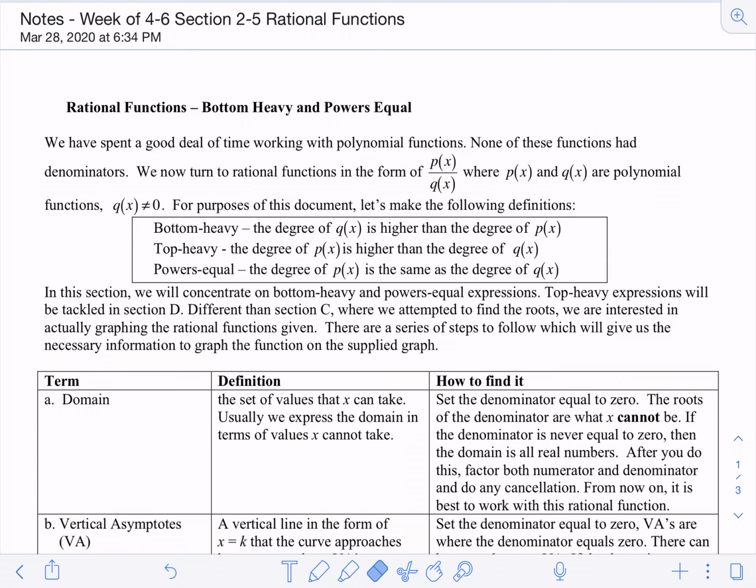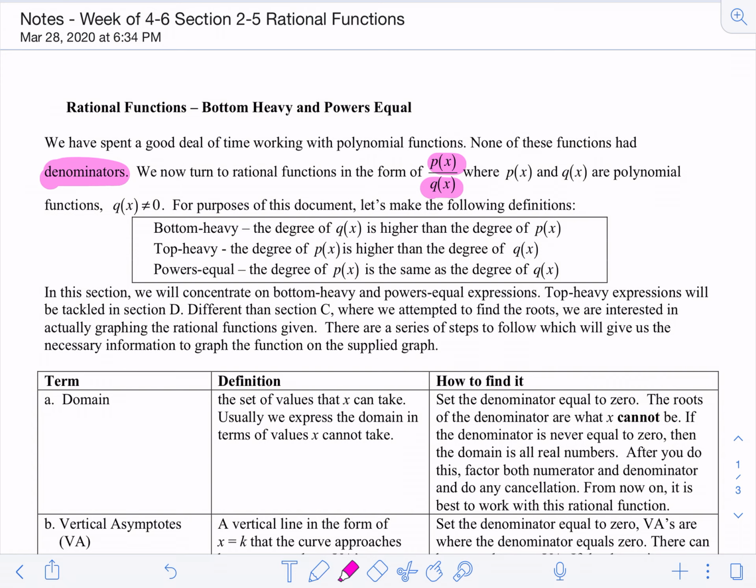So today we're talking about rational functions, which is when we have a polynomial on top of another polynomial. Remember last week we looked at polynomial functions, and as it says here in the notes, none of them had denominators, right? They were all just expressions and terms and constants and variables, but without a denominator. So now we're going to look at where I have a polynomial on top of another polynomial, and we're going to call these P of x and Q of x.